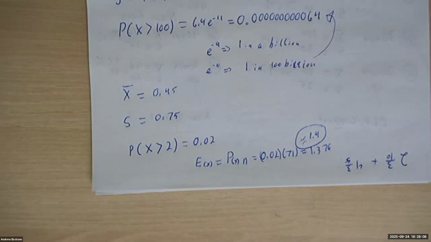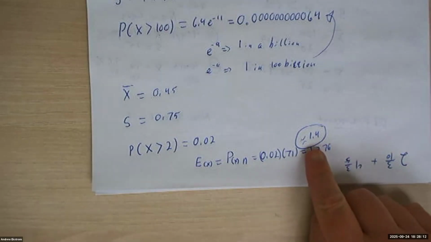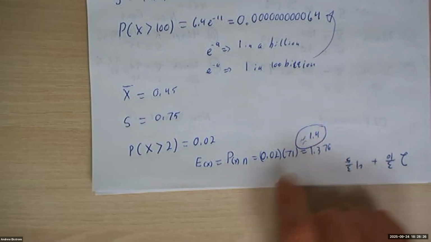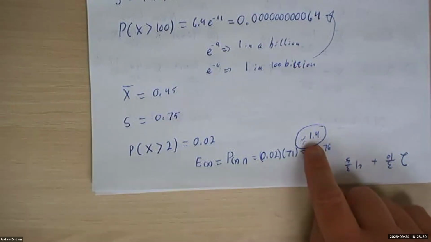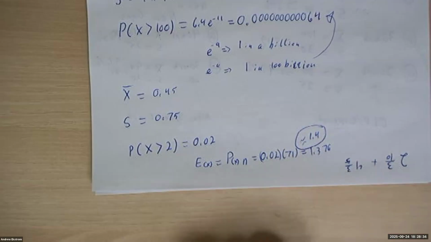So based on our proper analysis of the data, we're actually coming out here and saying we probably should have gotten 1.4 samples that were 100 or greater. How many did we actually get? We actually got one sample that was above 100. This is saying we should get a 1.4 or greater.